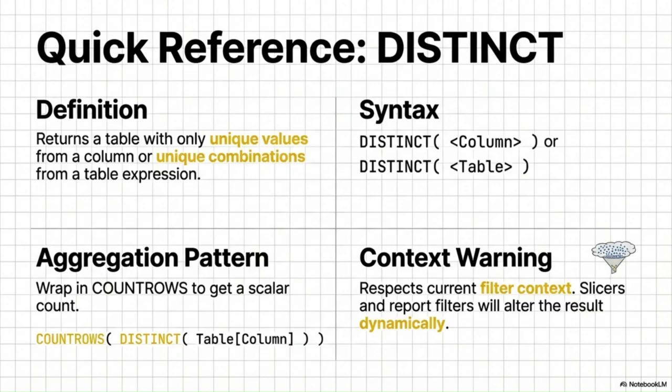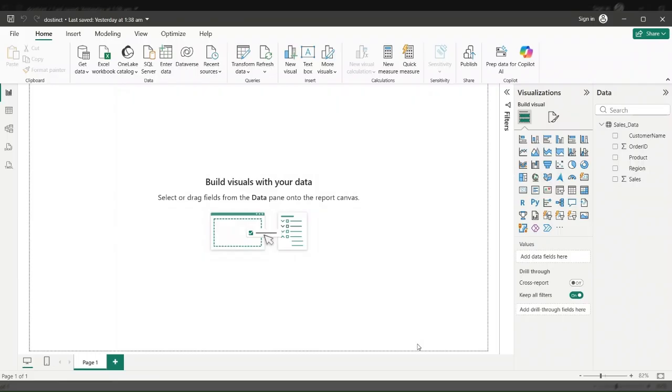Let's quickly summarize. DISTINCT returns unique values or unique row combinations. It outputs a table, not a number. To get counts, wrap it in COUNTROWS. And remember, results always respect the current filter context. Now we'll see a practical example of how it actually works out.